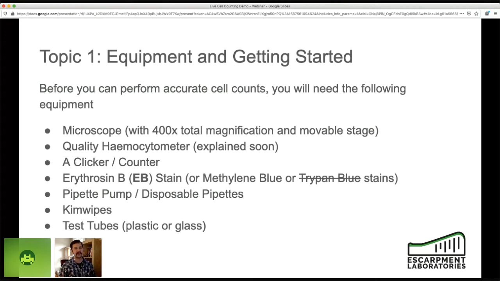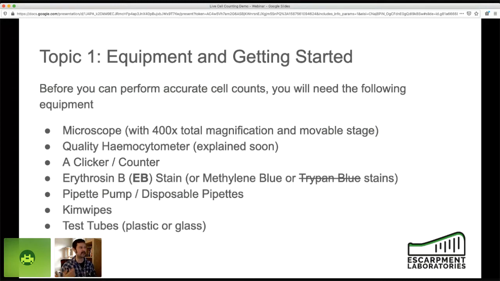Erythrosin B stain is the one that we use internally. Or you can use methylene blue or trypan blue. We've removed trypan blue from our counting procedures. Trypan blue is a mutagen, and we also needed to implement a bunch of special disposal procedures for it. So we removed it to simplify our process and our handling. If you are going to use it, absolutely make sure that you're wearing PPE, because it can hurt you.